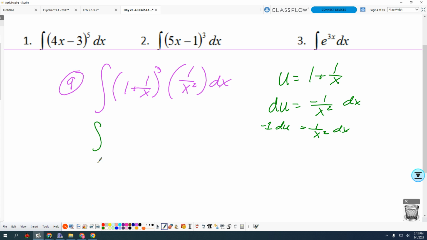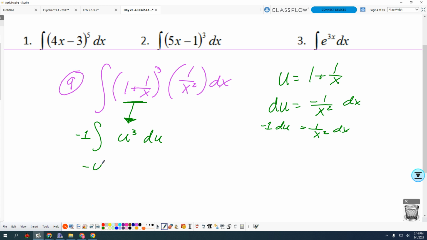Translate this. I'm confused why -1? Why is that the one you took? Right, so in my problem, I had 1 over x squared dx. This was a negative, so I get exactly what I have here. You put -1 on the outside, and then you have u to the third. And this junk became that -1 du.